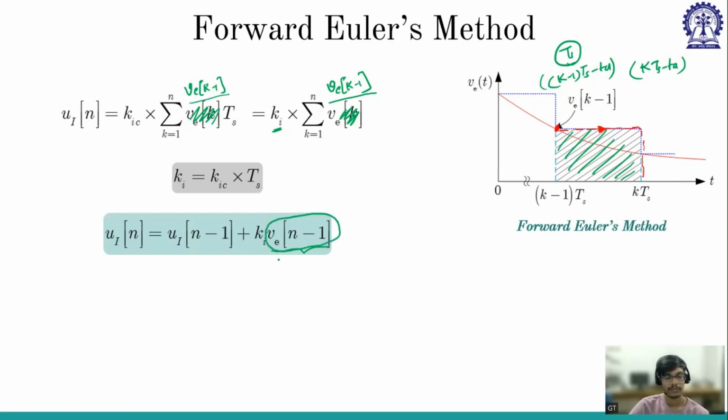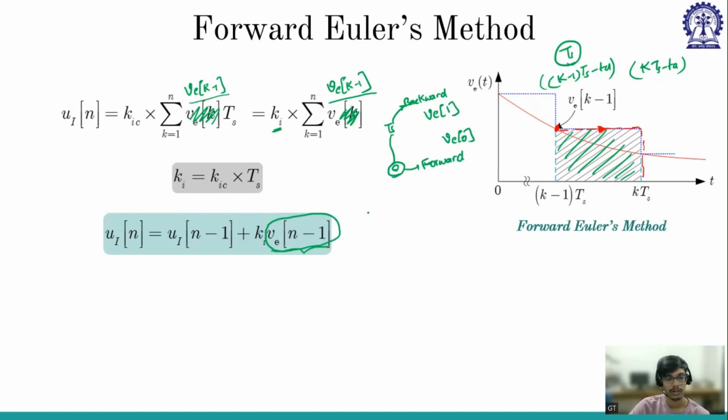Sir, could you please explain, for the 0 to TS interval, which sample is taken in forward Euler and in backward Euler? See, forward means we are taking the bottom one, so it will be V of 0. And for backward, we are taking TS, so it will be V of TS. Yes, for this it is clear.